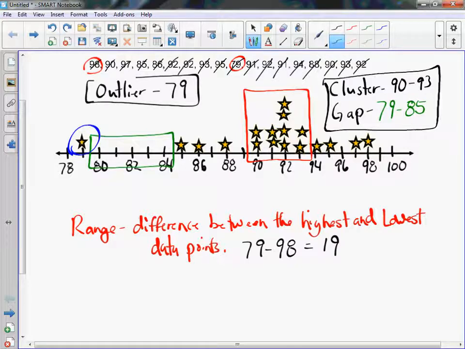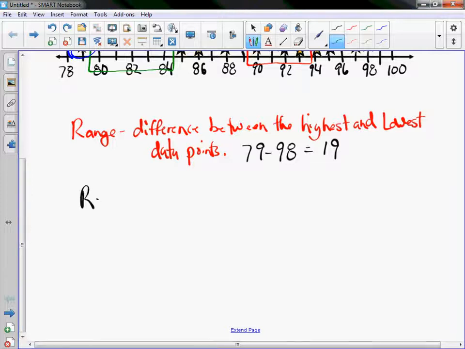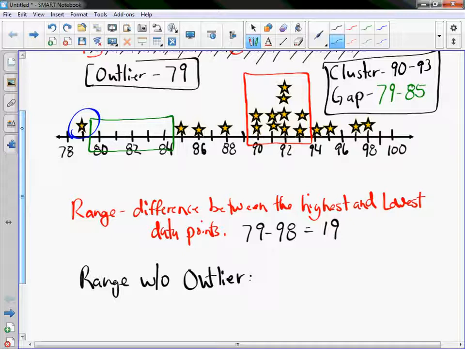So we have our line plot. We've identified the outlier, the cluster, and the gap. Let's look at the range without the outlier for this data. The bottom number, if we don't include 79, is actually 85. So it goes 85 to 98, which is 13. So that decreased our range quite a bit. It made it quite a bit smaller. So you can see how those outliers really affect the data.